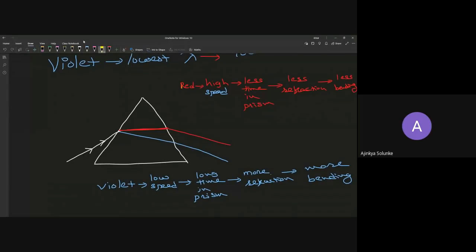So, is it okay then that the red light was at the top? The reason being its speed was very high. It spent very less time in the prism, less refraction, less bending. So that's why it is at the top. But the violet color was at the bottom. The reason being it is having very less speed, more refraction, more bending.